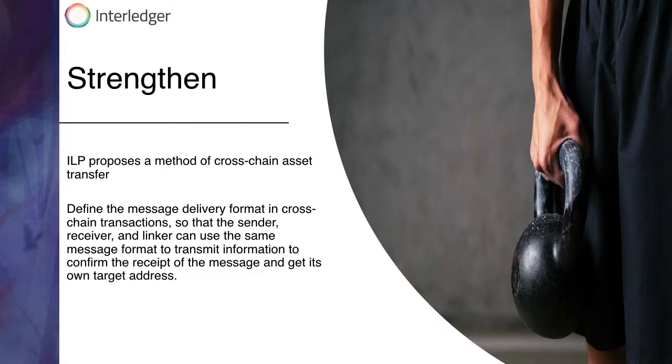It defines the message delivery format in cross-chain transactions so that the sender, receiver, and linker can use the same message format to transmit information, confirm receipt of the message, and get its own target address. This is very important because before, people would just transfer everything into dollars and then from dollars into other currencies. That's a kind of centralization, it wastes time, you will lose something, and it's very inefficient.